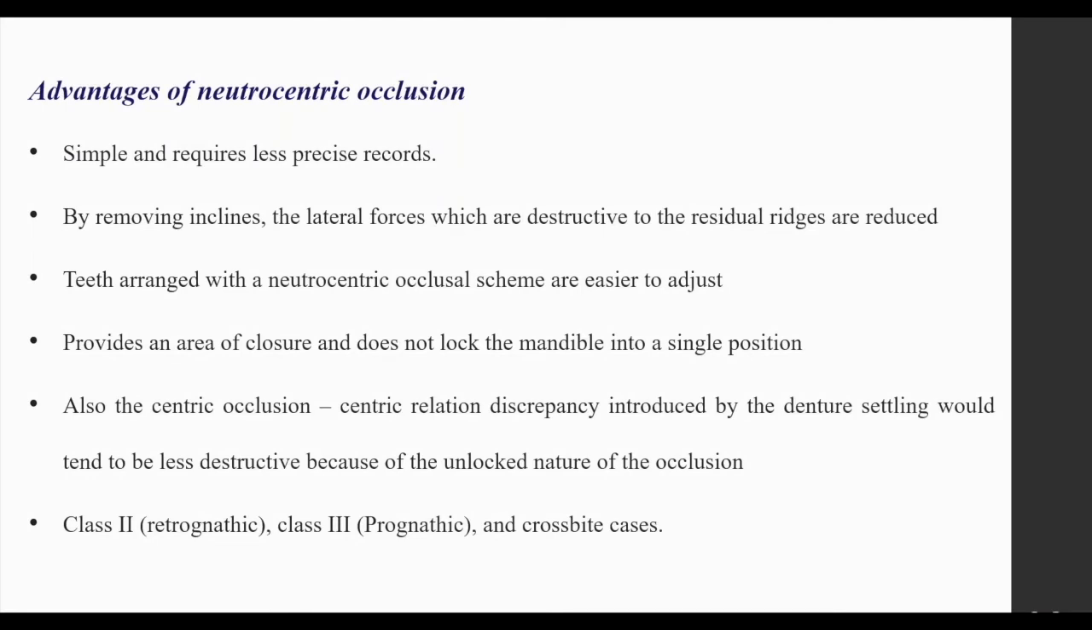The advantages of neutrocentric occlusion are that it is simple and requires less precise records. The teeth arranged in this are easier to adjust, and the inclined lateral forces which are destructive to the residual ridge are reduced. It can be used in class 2, class 3, and crossbite cases. It provides an area of closure and does not lock the mandible into a single position.